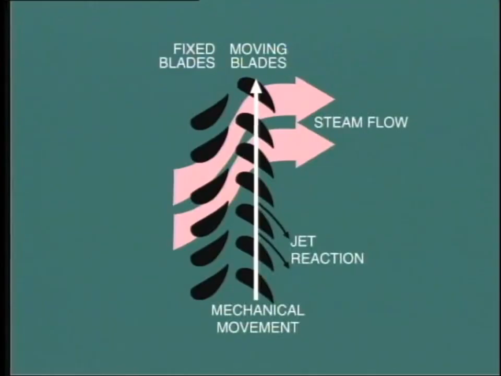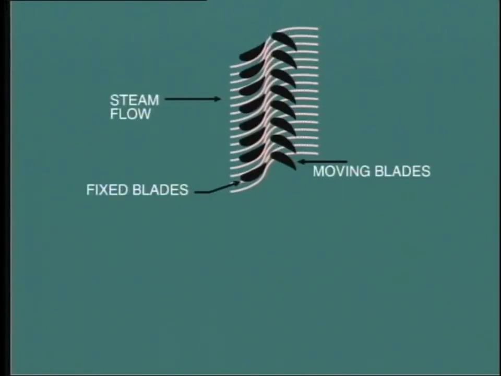Now let's move on to look at the characteristics of reaction-type blading. In this case, the mechanical force on the blade is caused by reaction as the jet of steam exits from the blade. This is the same concept as a jet engine. With this type of blading, the moving blades are shaped in the same manner as the fixed blade, that is, in the profile of a curved nozzle.